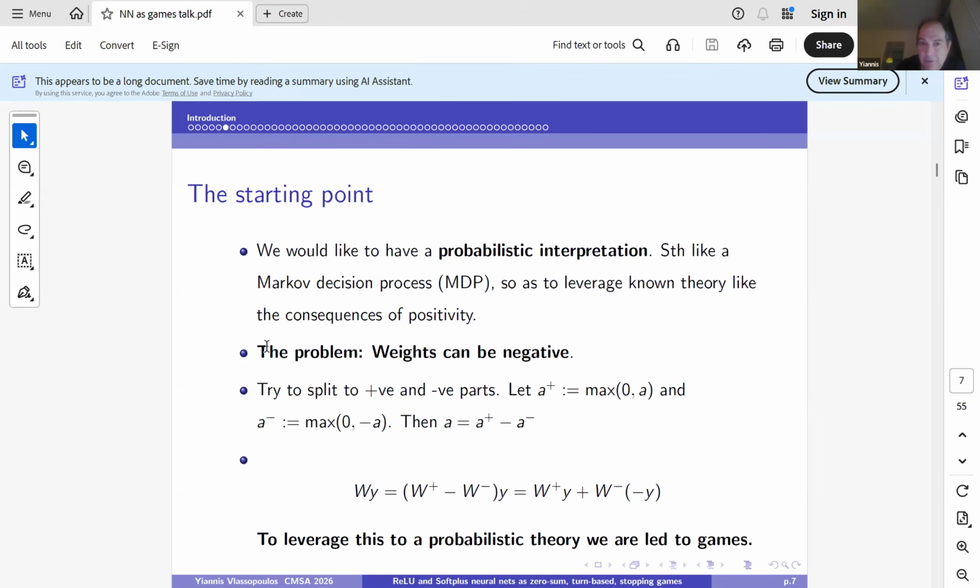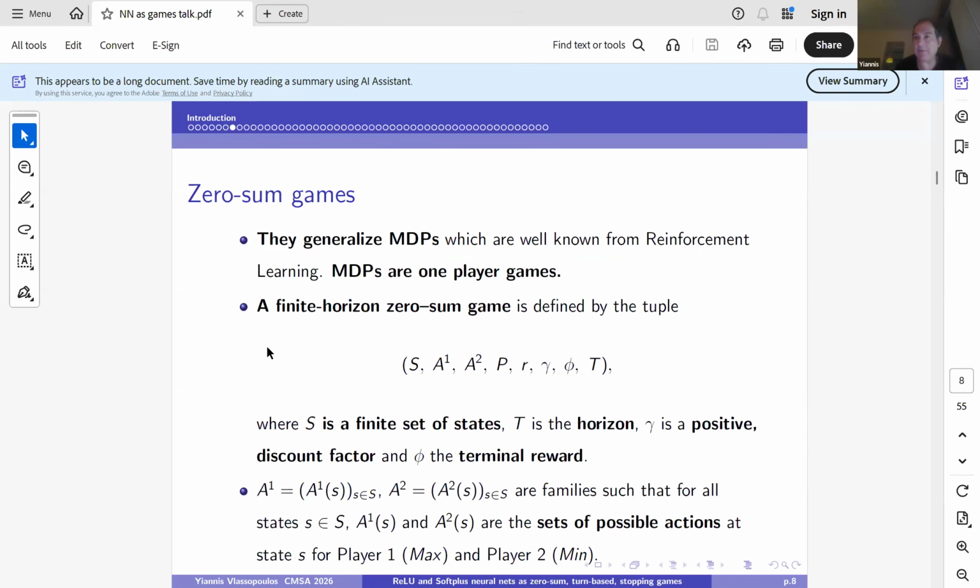Okay, so to do that, first I'm going to remind everybody of a few things about zero-sum games, and then I'm going to define what the game is. The game is defined precisely by using basically all the data of the neural network. So what are zero-sum games?